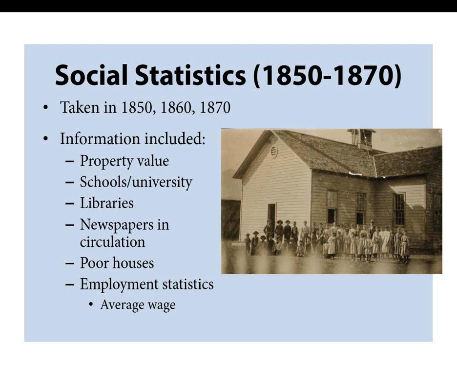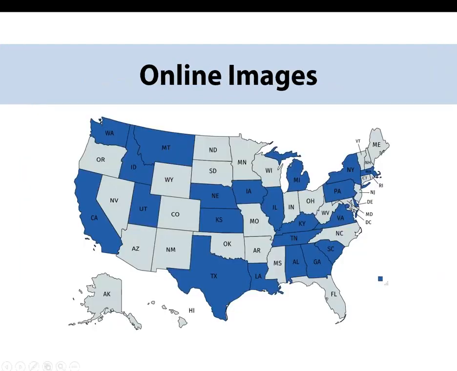And the lovely part about this schedule is that it gives you so much information about the place that your ancestor is living. We know about property values, the schools and the universities that are in the area, the libraries, the newspapers that are in circulation. If there's poorhouses, there's employment statistics, which is giving the average wage for laborers in the area. So it's not the national average wage, it's the average wage for the county or the town where your ancestor is living.